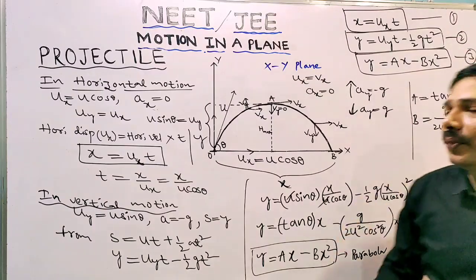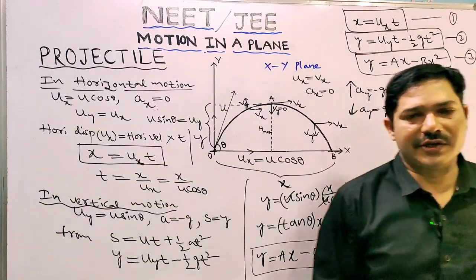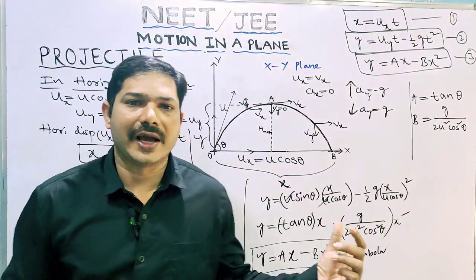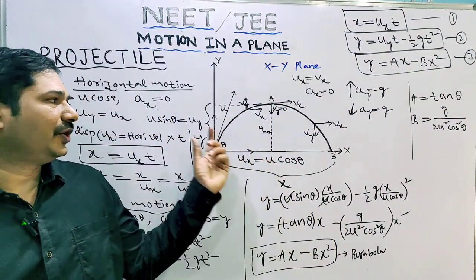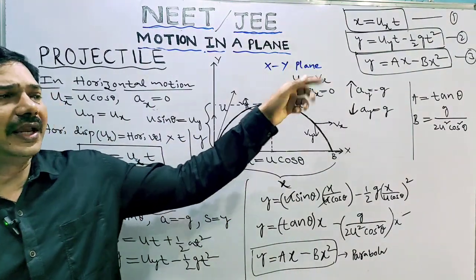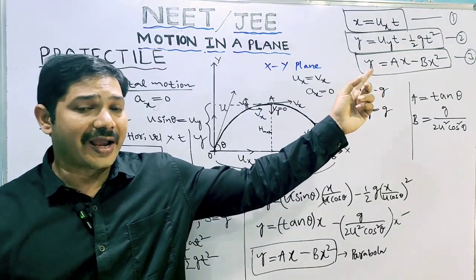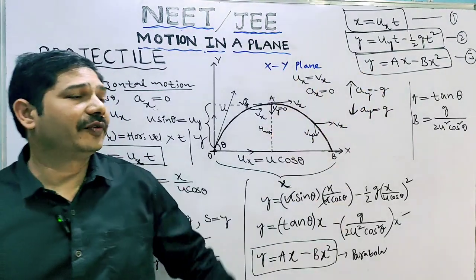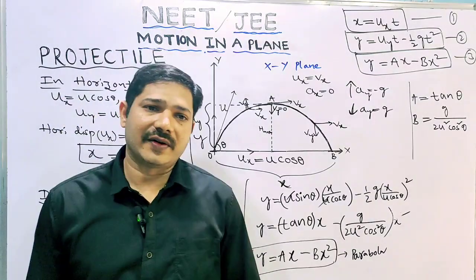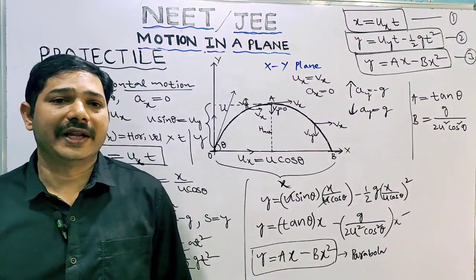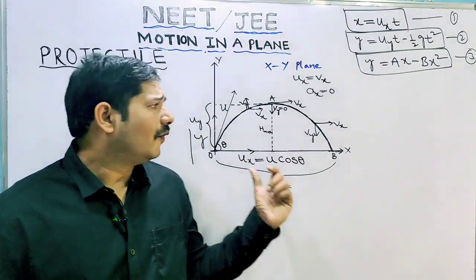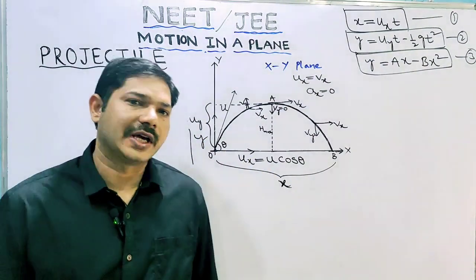In this projectile we got 3 equations, and each and every step is important: ux is u cos theta, uy is u sin theta. x is the horizontal displacement uxt, and y is uyt minus half gt square, and another parabola equation is y equal to ax minus bx square. From this, what is time of ascent, what is time of flight?